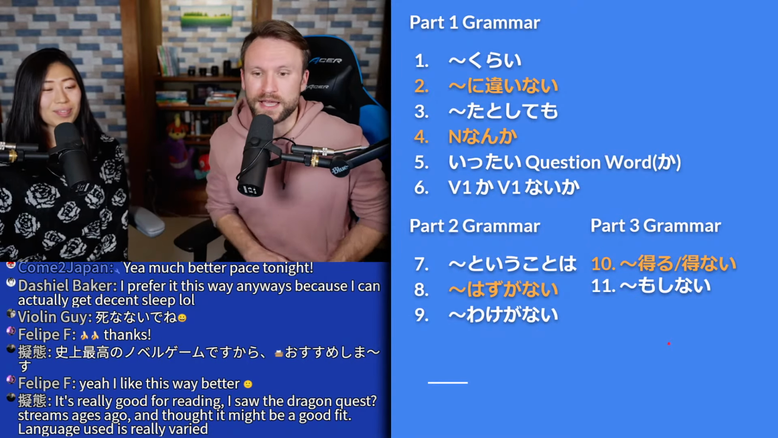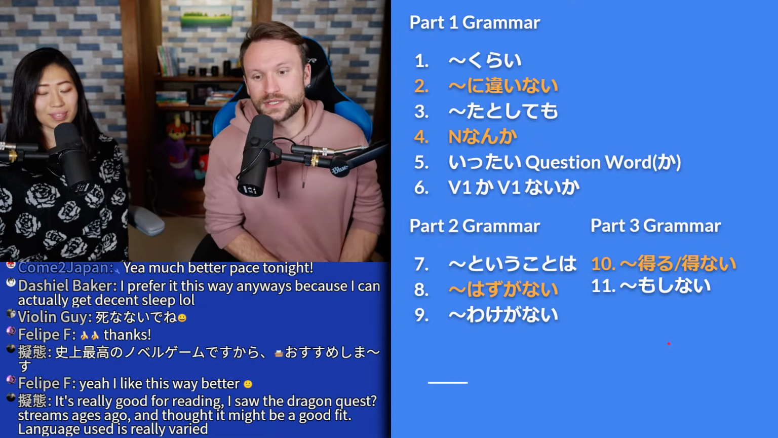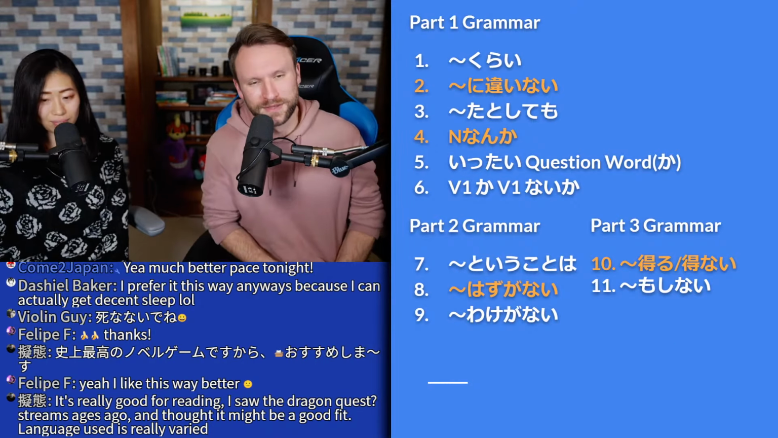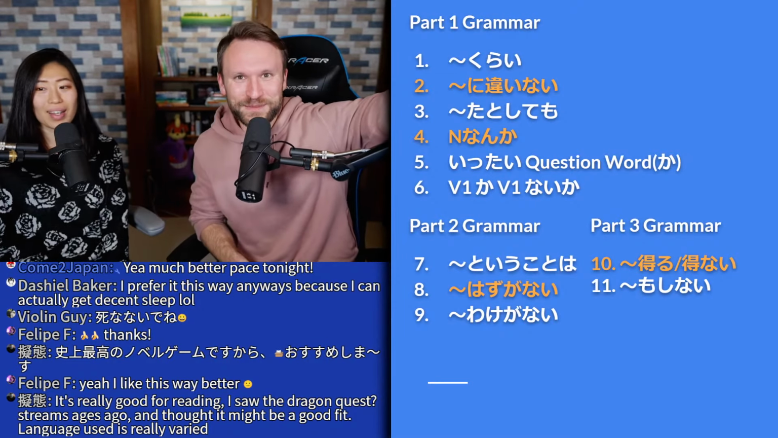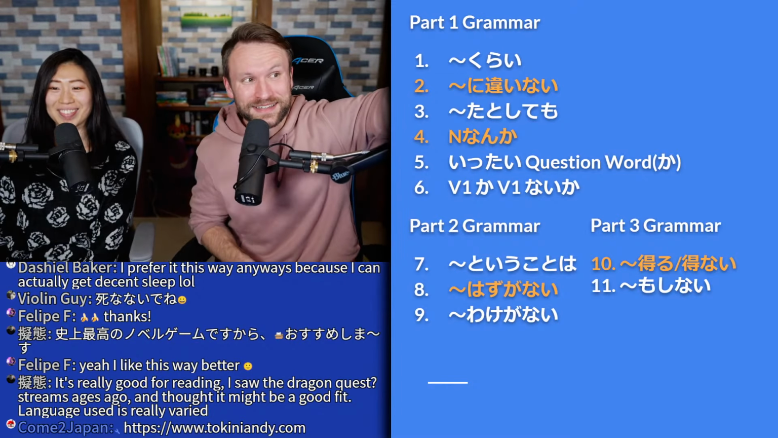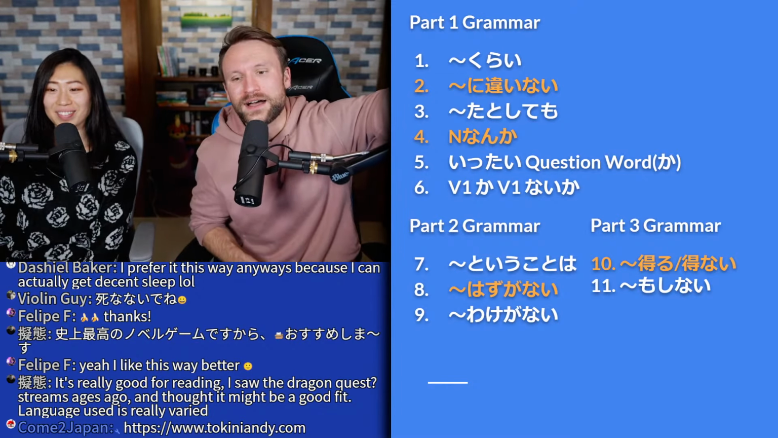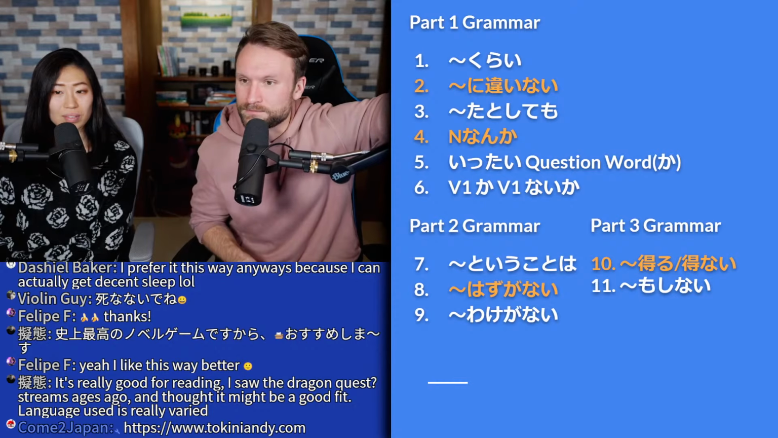It's really good for reading. I saw the Dragon Quest streams ages ago and thought it might be good for it. Language used is really varied. Yeah, those Dragon Quest streams really humbled me, let me tell you. Reminded me that I needed to work on my reading a lot, especially fantasy-related stuff. Final Fantasy I found a little bit easier than Dragon Quest to read, but yeah, it could be similar content to that. Something that would make sense for the ToKini Gaming channel, perhaps.